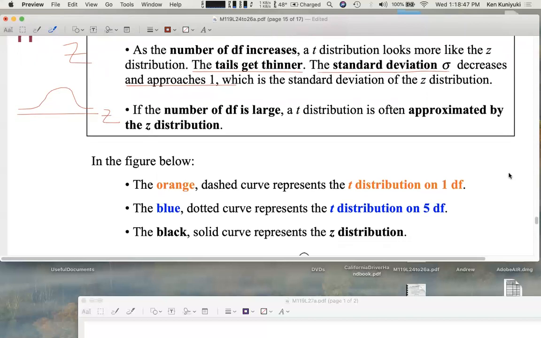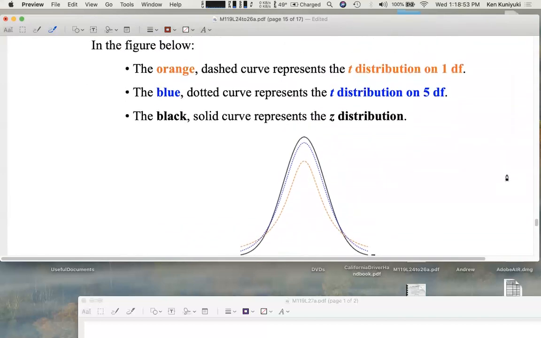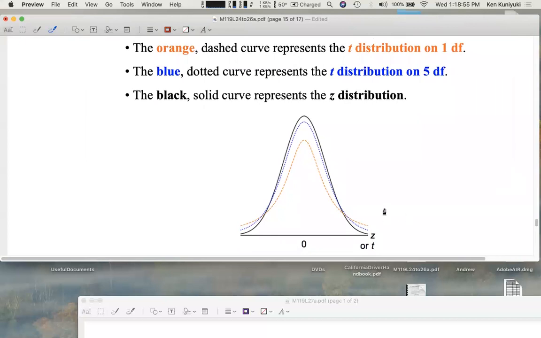We can illustrate this using pictures. I used Mathematica to graph these out. So in the figure below, in orange, this orange dashed curve, that's the density curve for a t distribution on 1 degree of freedom. That's this shorter distribution with thicker tails. It's more squat. The blue dotted curve is the t distribution on 5 degrees of freedom. You can see that its peak is higher up here, and its tails are thinner than the orange tails for the 1 df t distribution.